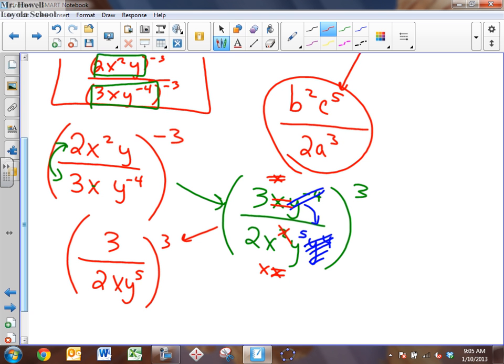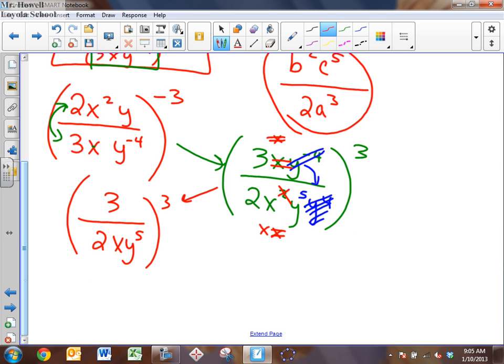Okay? We've got a 2 in the bottom still. We've got the x left behind, y to the 5th. And the numerator simply has a 3 now. Now we have to raise them all to the 3rd power. Pete, when I raise the top to the 3rd power, I do 3 to the 3rd. What do I get when I do 3 to the 3rd? Be careful, 3 times 3 times another 3. 27. There you go, good.